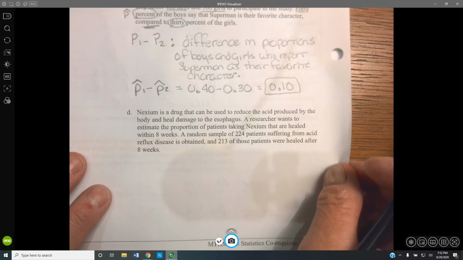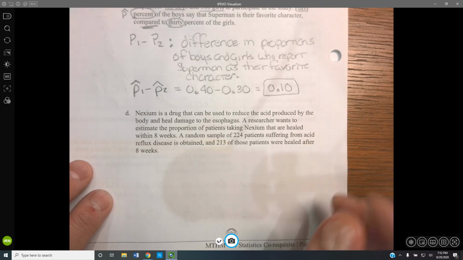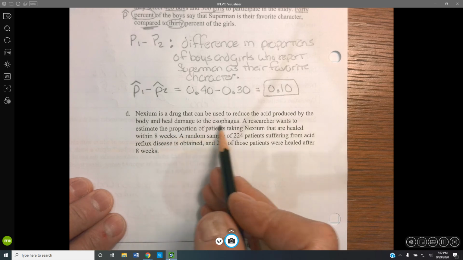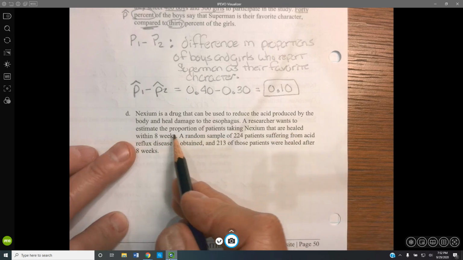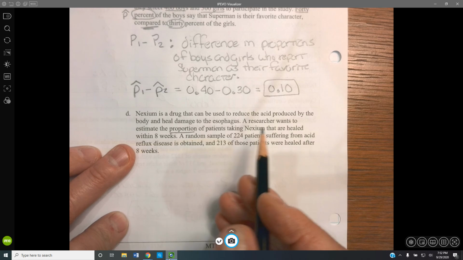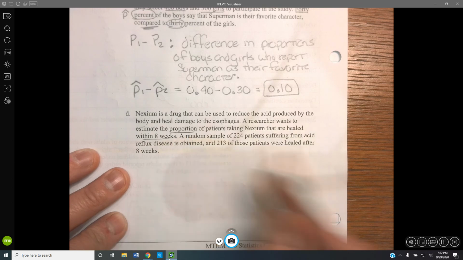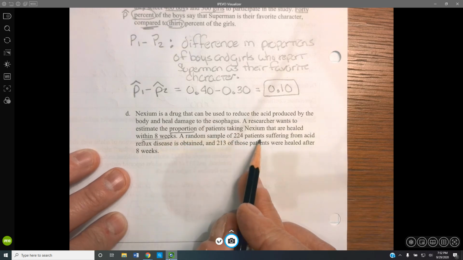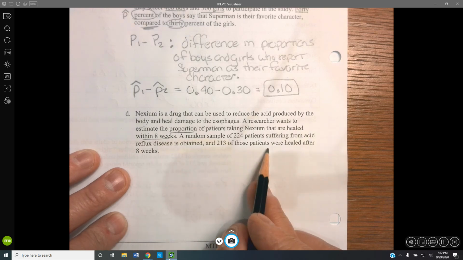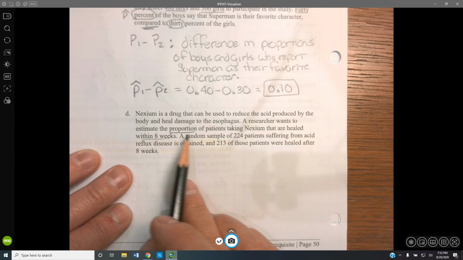The last one I'm going to do for you, and then the rest will be for you to include as part of your student upload. Nexium is a drug that can be used to reduce the acid produced by the body and heal damage to the esophagus. Researchers want to estimate the proportion of patients taking Nexium that are healed within 8 weeks. So right away, I'm looking for proportions. A random sample of 224 patients suffering from acid reflux disease is obtained. 213 of those patients were healed after 8 weeks. We're not looking at two different proportions, we're looking at a proportion here.